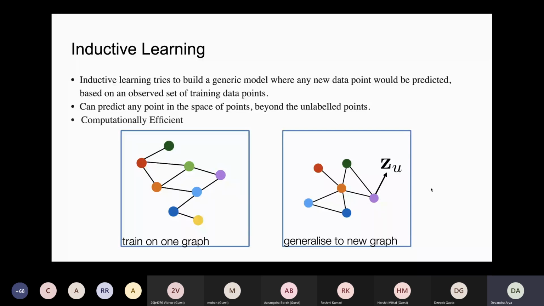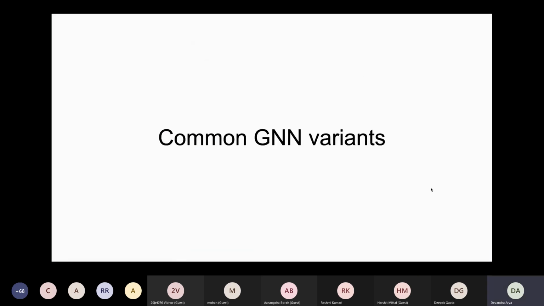So whenever you read a graph neural network paper or a blog, this will be something that is always present, whether the method is transductive or inductive. Inductive methods are more advanced, but at the same time, they involve more computation. Computation during training, not during testing. During testing, it's more efficient. I hope I was clear till now. I'll just very briefly explain some of the most common graph neural network variants. I won't get very deep into the architecture, but these are the architectures which have been quite famous.